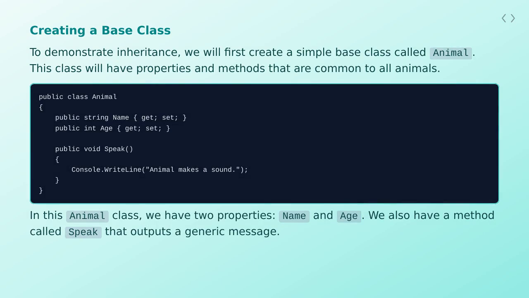Now, creating a base class. To demonstrate inheritance, we will first create a simple base class called Animal. This class will have properties and methods that are common to all animals. This slide introduces a class definition. Study the structure in the code sample. In this Animal class, we have two properties, name and age. We also have a method called speak that outputs a generic message.